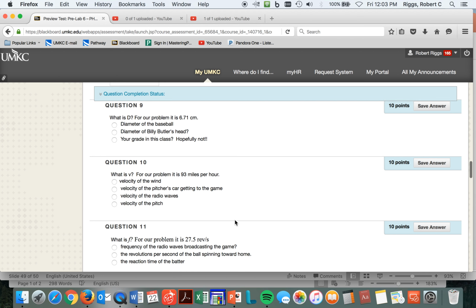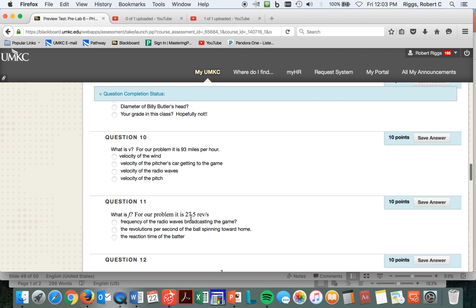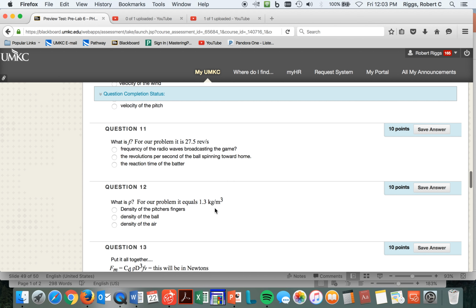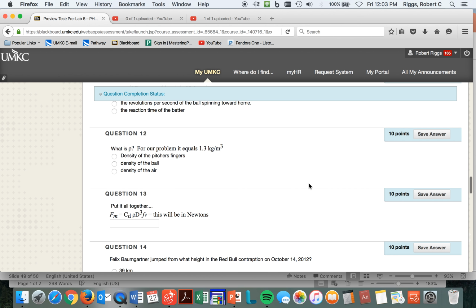What's D? V is for velocity. F is the frequency. It's 27.5 revolutions per second. What is rho? For our problem, is it the density of the ball or the air? Right, the air. Put it all together, and you'll find the Magnus force.